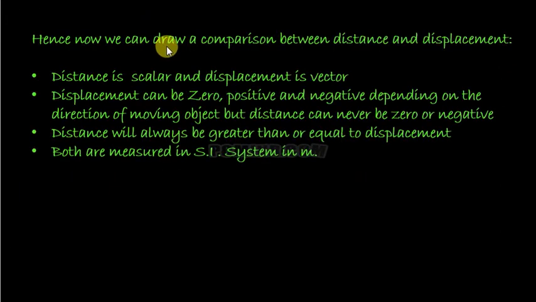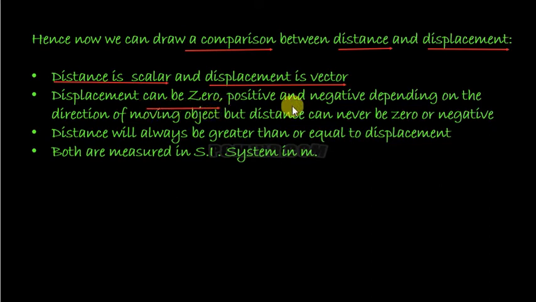So let's just draw a comparison between distance and displacement. First of all, distance is a scalar quantity because it's just a number without direction, but displacement is a vector quantity which is a magnitude along with a direction. Then displacement can be 0, it can be positive, it can be negative depending on the direction of the moving object. As I told you, if you are going towards right, it is positive. If you come back towards left from the same path, your displacement is going to be negative, and hence when you reach at a starting point, it comes out to be 0.